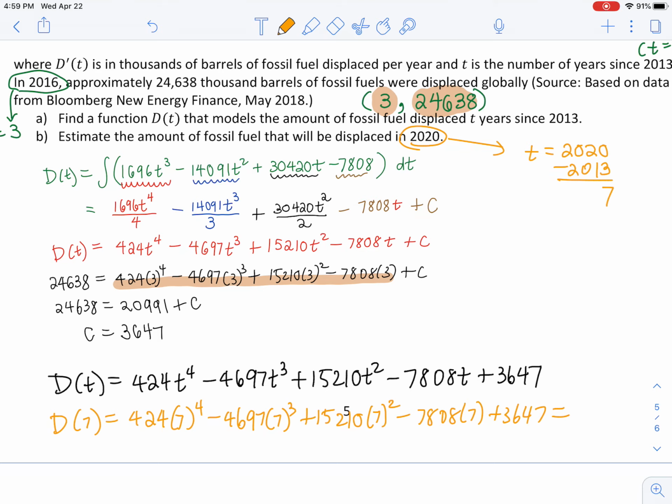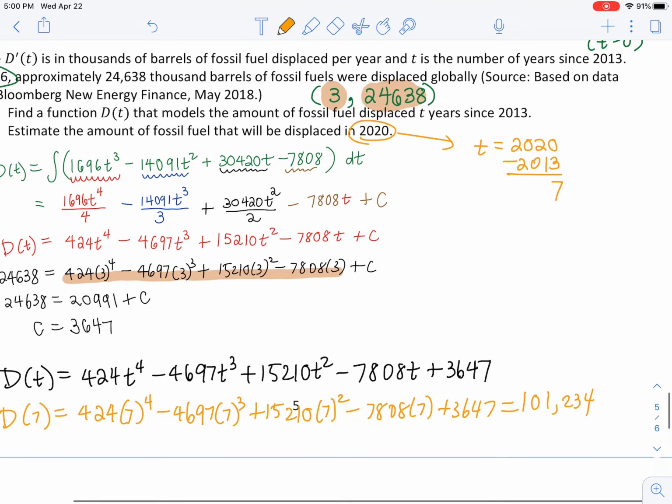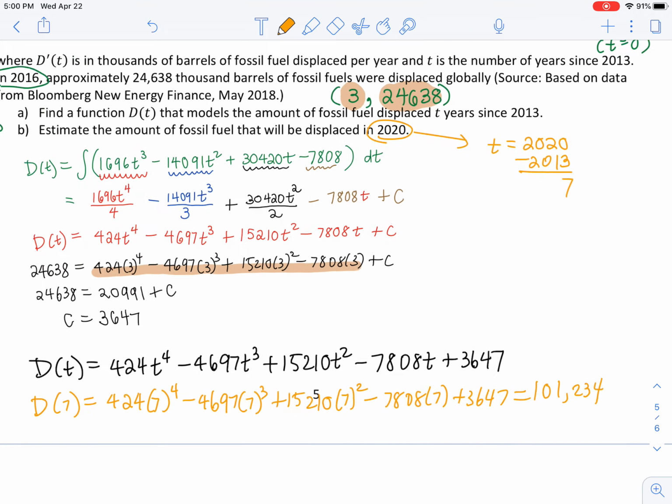All right, guys, I typed this into my calculator and I don't know how to feel about this number. I got a number that's 101,234. Okay, so that's going to be the answer.